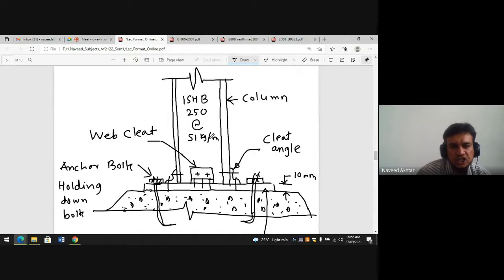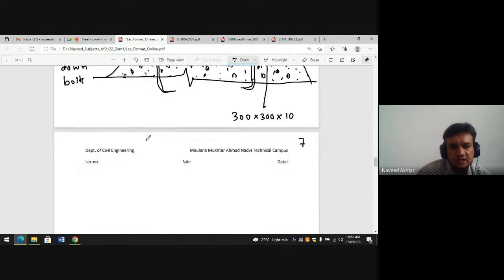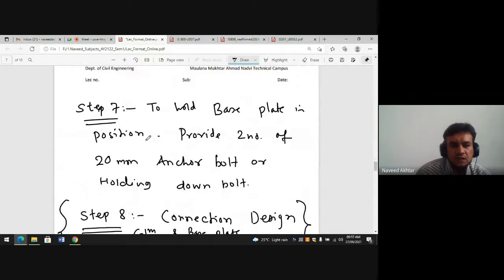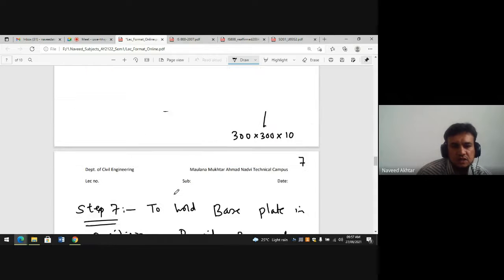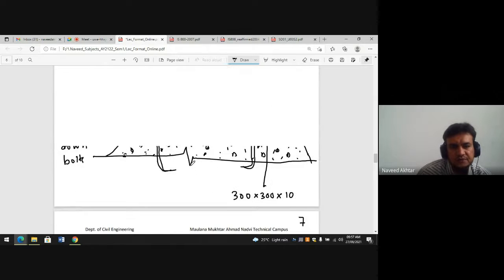Then you can draw this sketch. Okay. Column, web plate, anchor bolt, plate angle, and thickness of plate, plate is 10 mm. Write down all these detailings in your figure. Then to hold the base plate in position, provide two number of 20 mm anchor bolt or holding down bolt. Both sides you can provide.